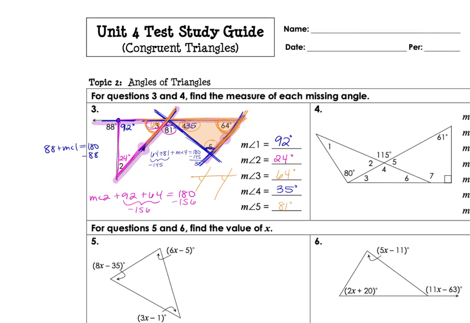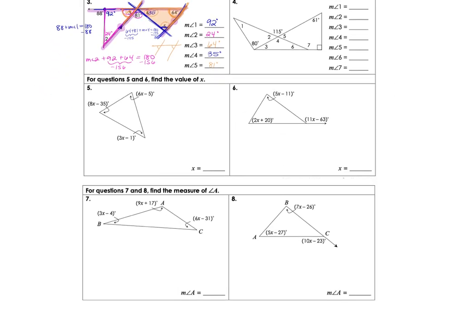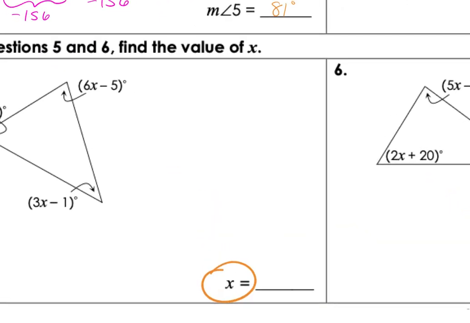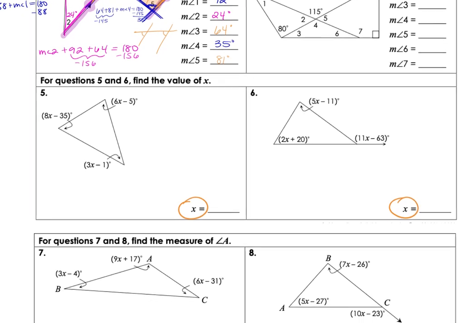Okay, I'm gonna let you try number 4 on your own. I'm gonna do 5 and 6 with you. I just want you to see how 7 and 8 are a little bit different. These ones you're solving for an angle measure. This one you're just solving for x. Okay, so if you solve for x, then how do you find the angle measure? Plug it into that angle, okay? But let's do 5 and 6 together, and then you can try 7 and 8 on your own. Look at how 5 and 6 are different.